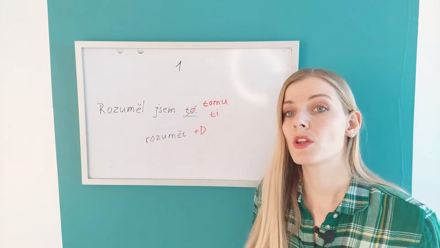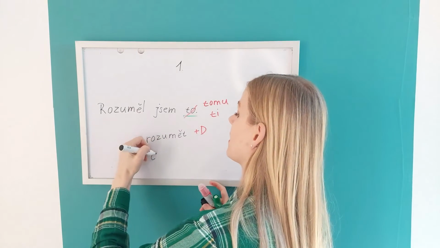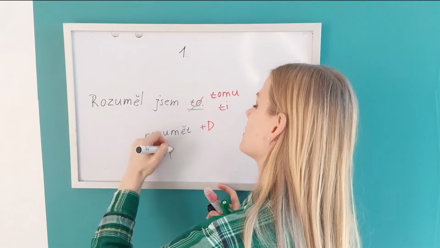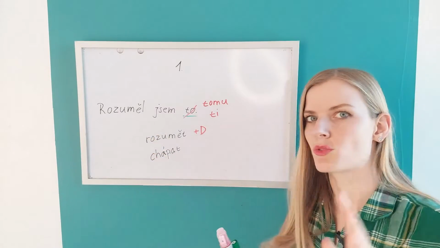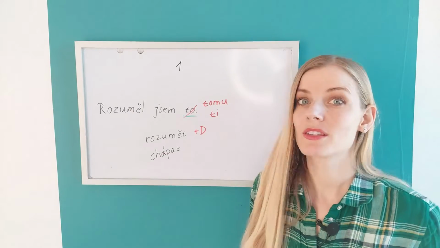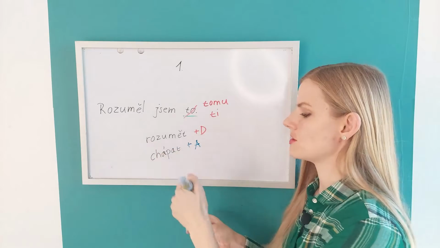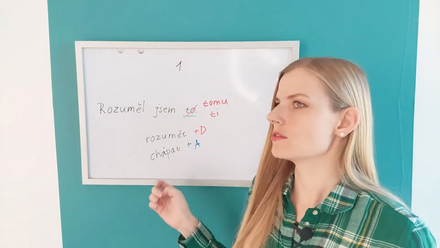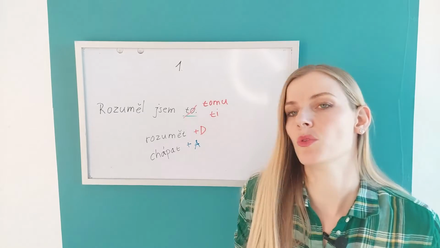It's important to mention that we have another verb that means to understand, and that is chápat. It's a little bit more informal. It means like to get something, to grasp the idea. And that one is actually followed by the accusative case. They're not always interchangeable. This one is a little bit more direct. In some situations, it could come across a little bit impolite.